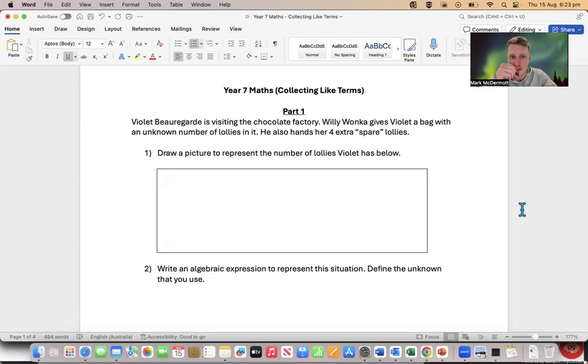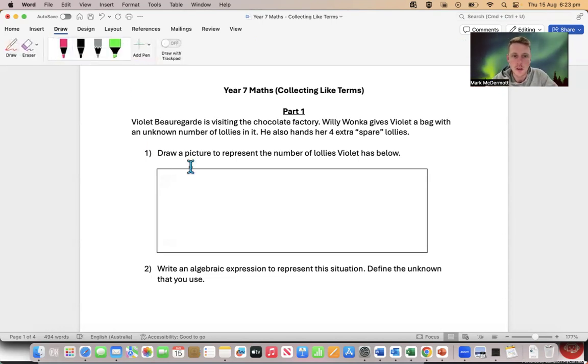So Violet Beauregard is visiting the chocolate factory. Willy Wonka gives Violet a bag with an unknown number of lollies in it. He also hands her 4 extra spare lollies. Draw a picture to represent the number of lollies that Violet has below. Well, we don't know how many lollies are in the bag.